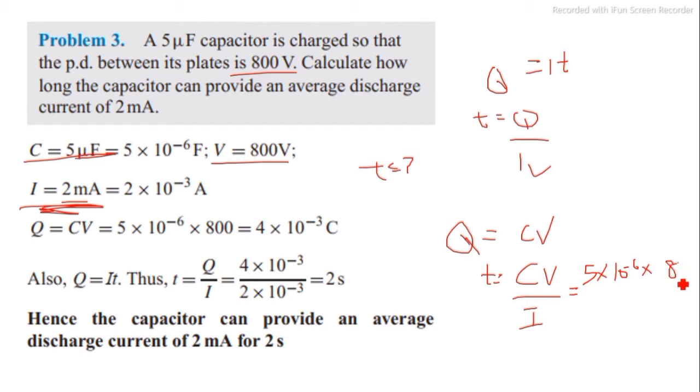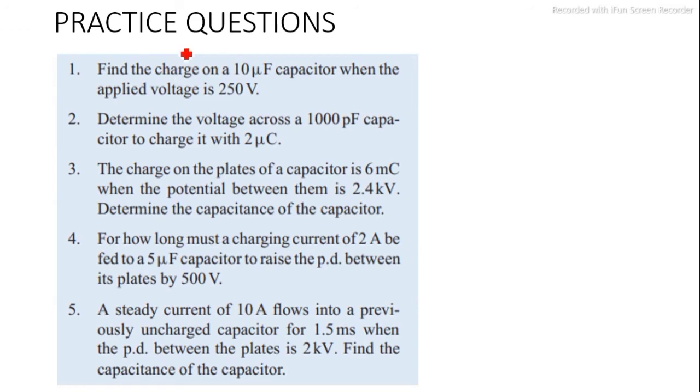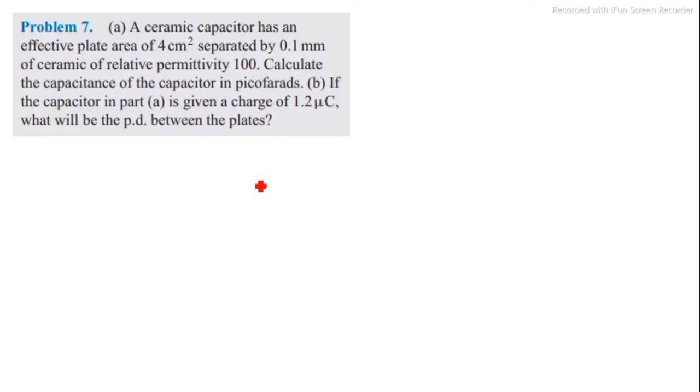800. Then divided by the current. The current is given as 2 times 10 to the power minus 3. If you calculate this, you're going to get your time to be equal to 2 seconds. If you calculate it using a calculator, the time is 2 seconds. So this practice question, you have to go through them, question number 1, 2, and 5. To go through this practice question, let's move to the next example.